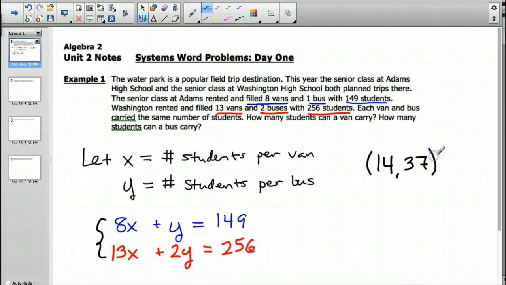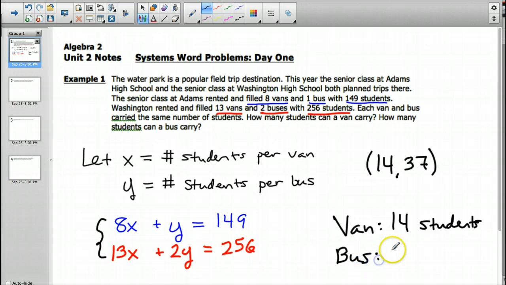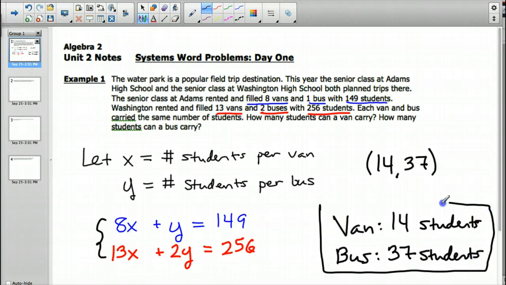And that tells me that a van carries 14 students, and a bus carries 37. Make sure when you're doing your homework over word problems, you're putting labels with your answers. I don't want to see just a point. I want to see something like this. Give me some labels.